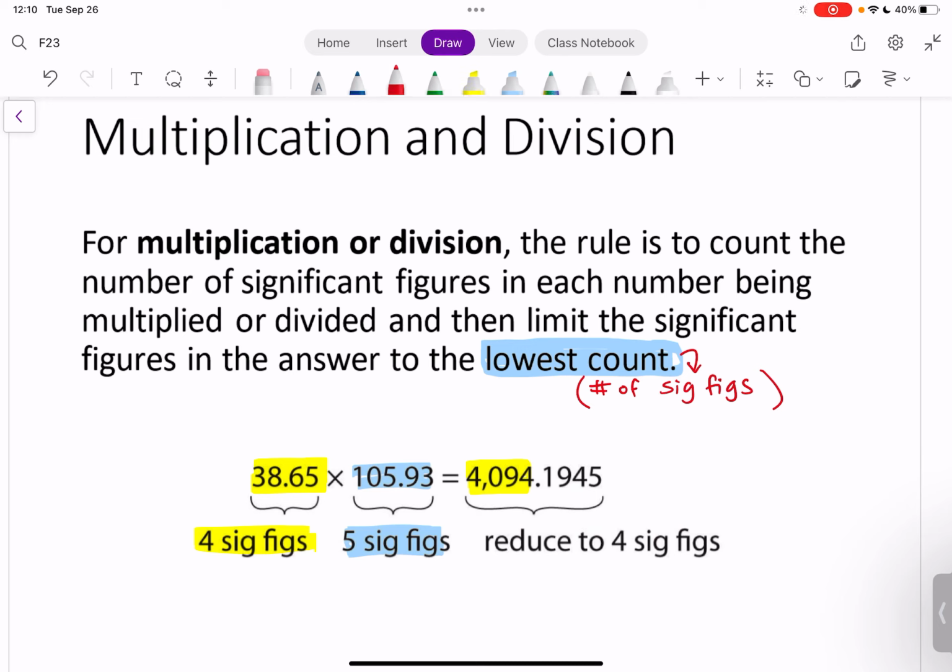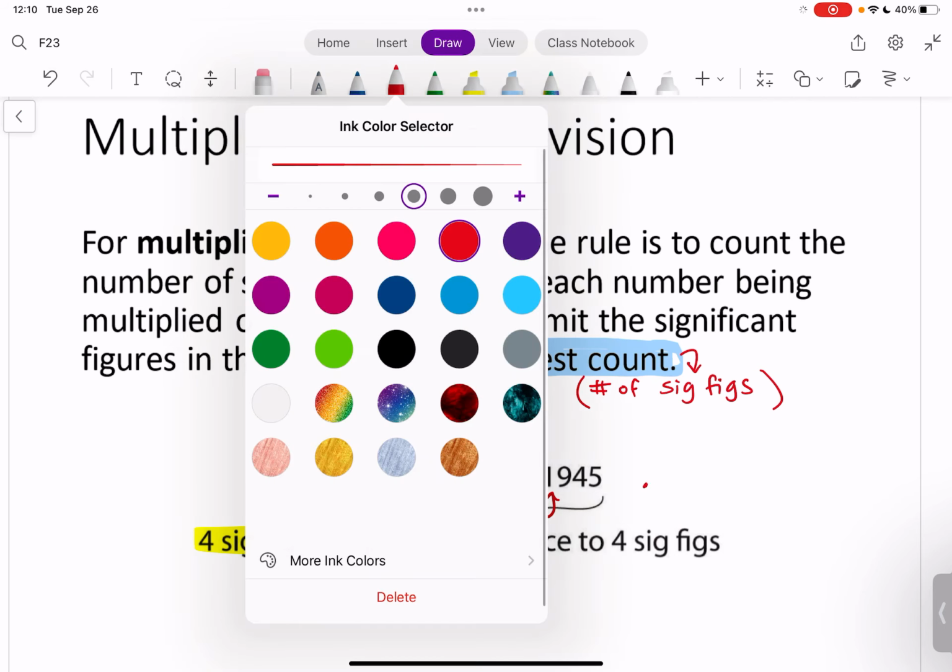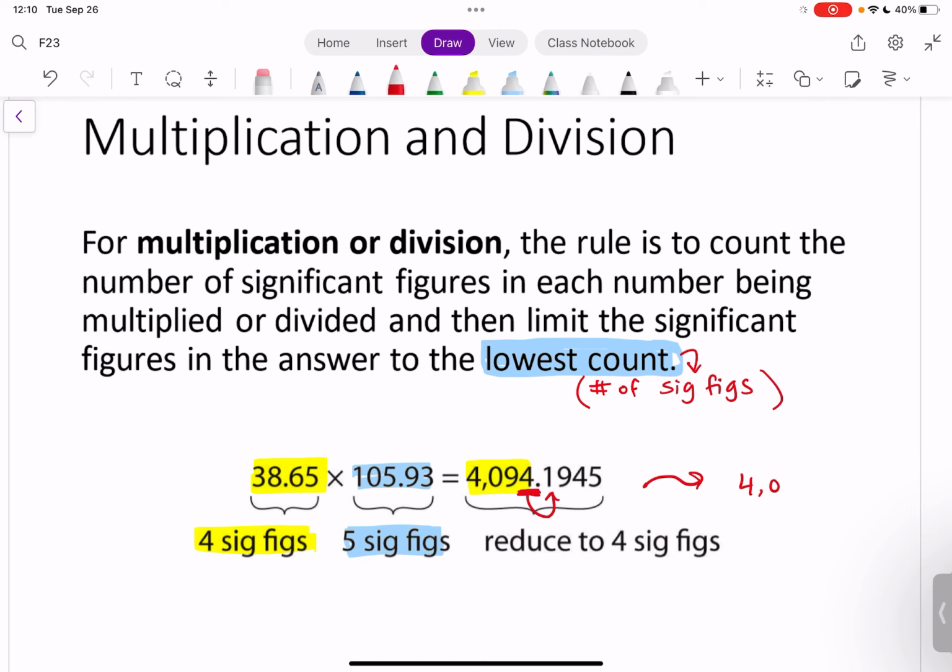So you want to look at this, you want to round to that spot. So you need to look at your next door neighbor and say, okay, is that 5 or greater? If so, you're going to round up. If not, you're going to leave it the same. In this case, 1 is not 5 or greater, so you're just going to leave this as 4094, and that's your final answer.